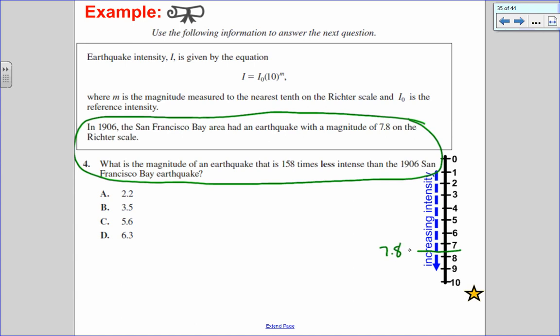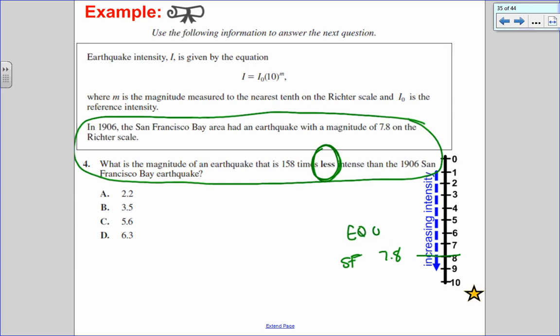So 7.8, and this is the San Francisco earthquake. What is the magnitude of an earthquake that is 158 times less intense? So less intense means it's below. So we're looking for the earthquake.